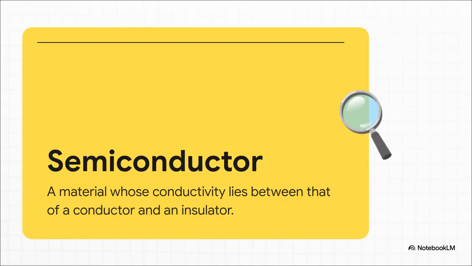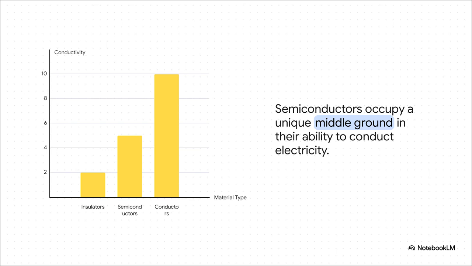Okay, so think of it this way. You have conductors, right? Like a copper wire, electricity flows through that super easily. Then you have insulators, like rubber, which stop electricity completely. A semiconductor sits right in the middle. It's not a great conductor, but it's not a great insulator either. And that's its superpower. Its ability to conduct electricity can be controlled very, very precisely. So, as you can see right here, semiconductors are in this unique sweet spot.